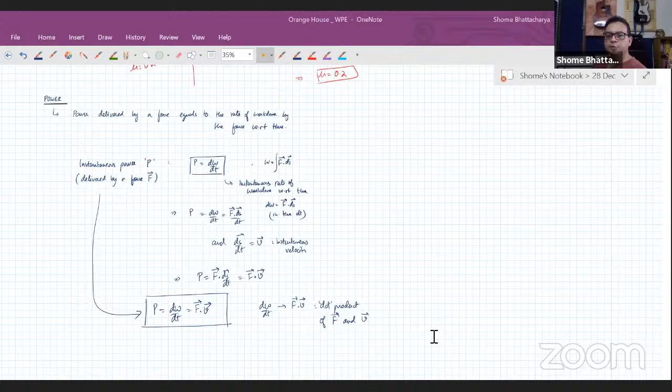Yes, F is the force at the instant of time between t and t plus dt, and v is the instantaneous velocity of the body on which the force is acting.